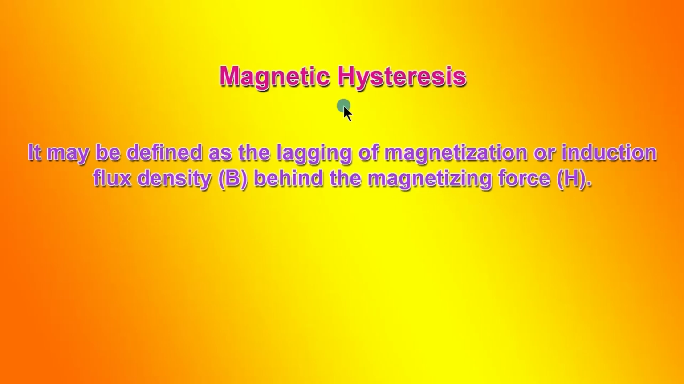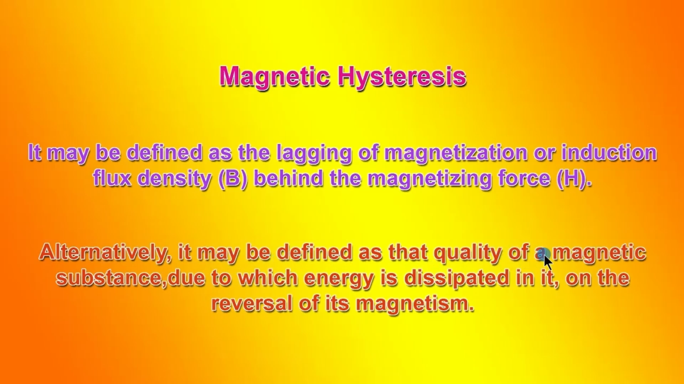Next, we will study what is hysteresis loop. Before going into hysteresis loop, we will see what is magnetic hysteresis. Actually, when magnetizing force is applied, the subject is magnetized, that is, its flux density is increased. When we reduce that magnetizing force, this flux density still remains in it, that is, this flux density lags behind the magnetizing force. So, magnetic hysteresis may be defined as the lagging of magnetization or induction flux density behind the magnetizing force H. Alternately, it may be defined as that quality of a magnetic substance due to which energy is dissipated in it on the reversal of its magnetism. That is, even if magnetizing force is removed, some energy still remains in it.